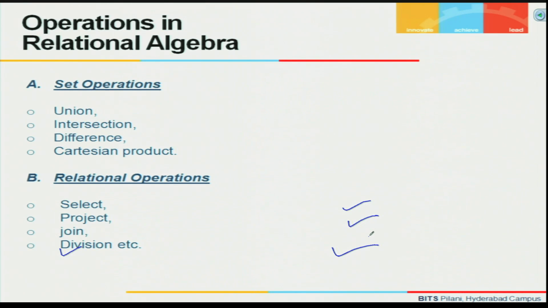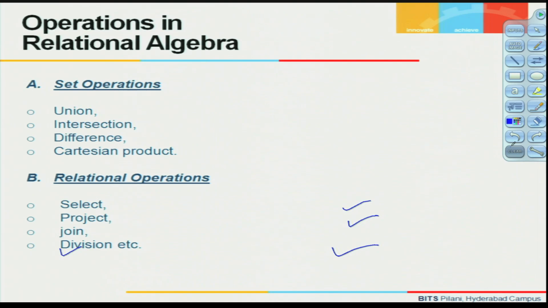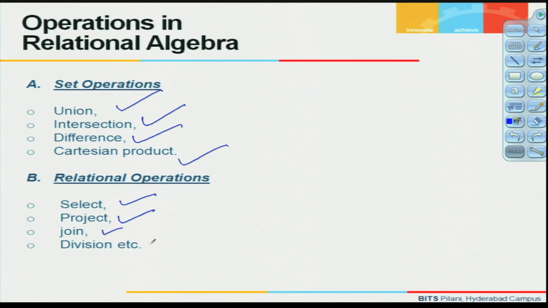The relational algebra supports two kinds of operations. First is set theoretic operations, and second is relational operations. In set theoretic operations, we have union, intersection, difference, and Cartesian product, or simply cross product. Under relational operations, we have the select operation, project operation, join operation, and division operation.